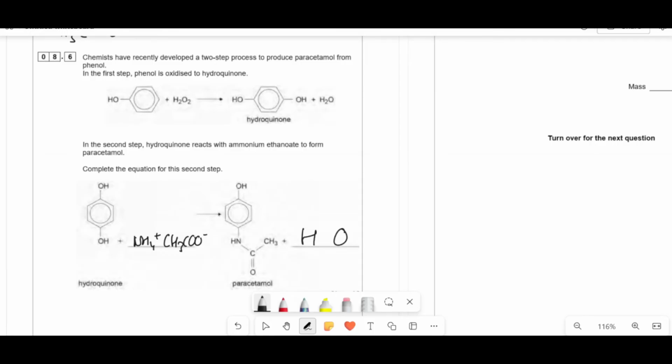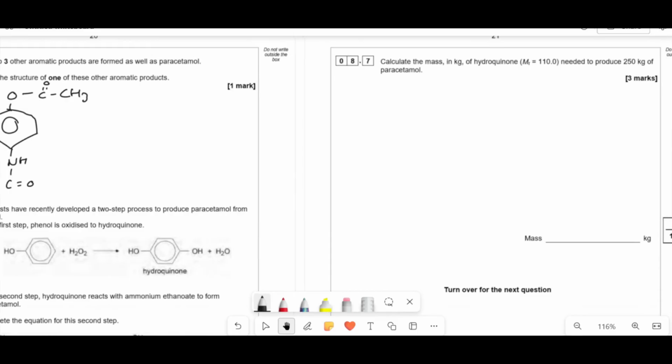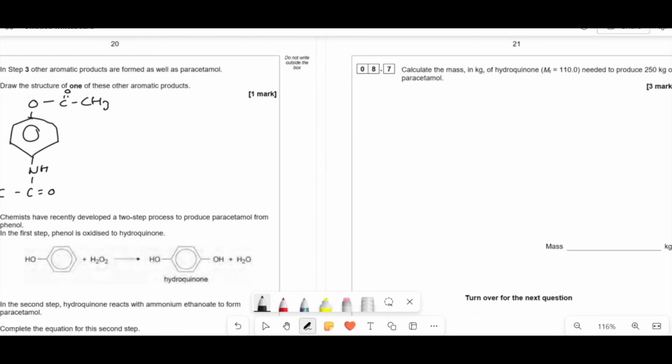So we've now got an H and a bunch of H's, right? And we've also taken an H off of here. So now we've got H2O probably is going to be what we've made. This has lost 3 and this has lost 1, so we've got 2 H2 on that side. There you go, done. So now it says calculate the mass in kilograms of hydroquinone needed to produce 250 kilograms of paracetamol. So just quickly scribble out what you're going to make.